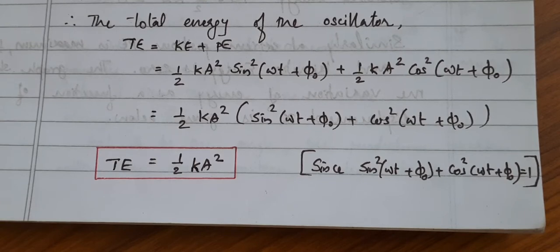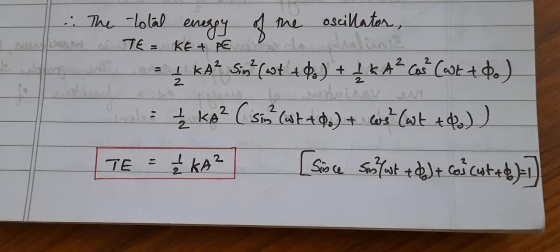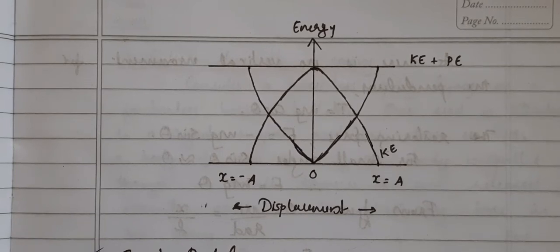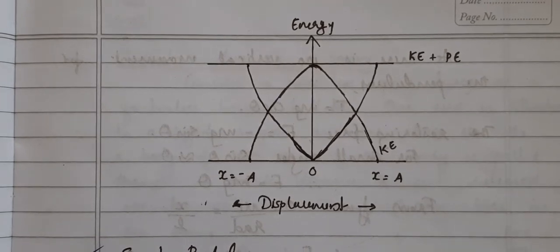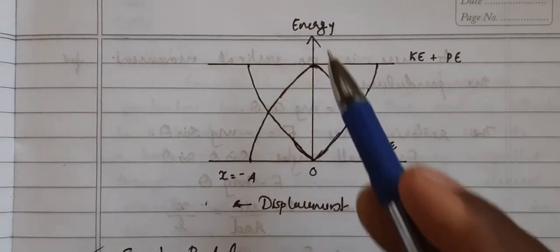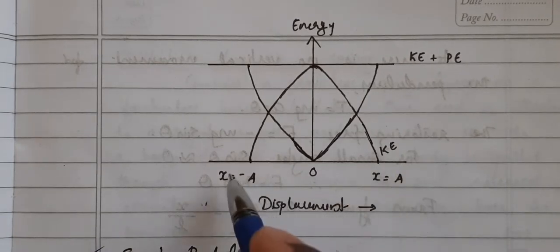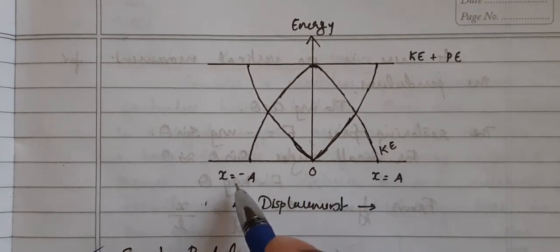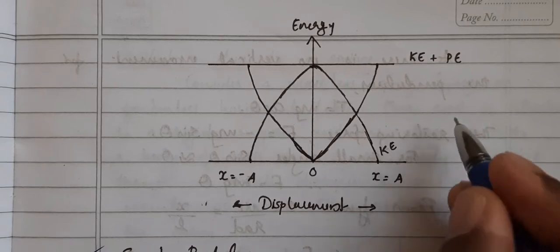This total energy remains constant because a and k are constant, which means the total energy of a simple harmonic oscillator is a constant. And this follows from the conservation of energy. The variation of energy, let's represent in the form of a graph. Here you can show the energy, and here let's show the position displacement x from the zero mean position, and minus a, x. So let's take an example and look at this.